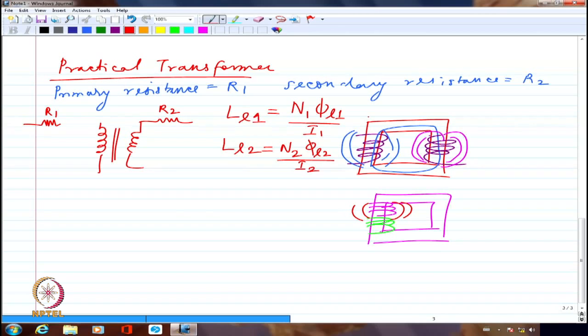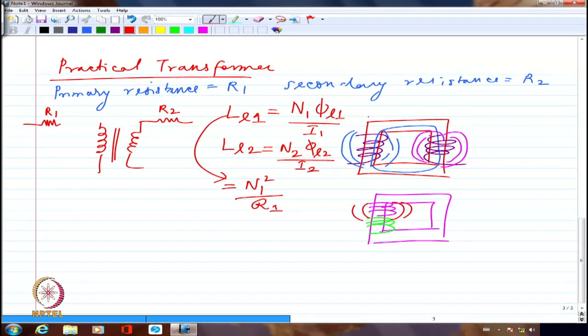One thing I want you to realize is I can represent the same thing by N squared by reluctance as well. We derived one expression for inductance. So I should be able to write this as N1 squared divided by the reluctance of the primary air gap path.